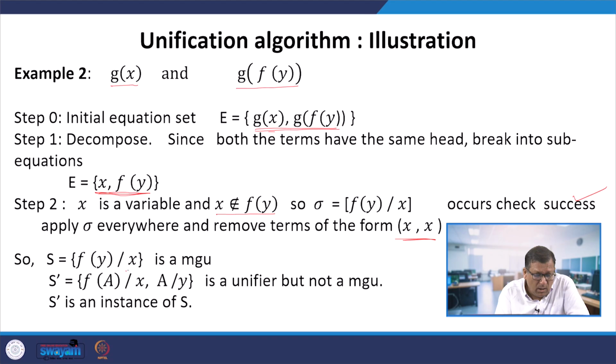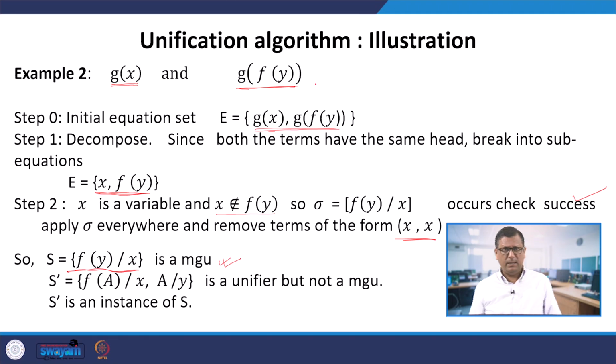So now we have removed it. Now our equation set is empty, so we stop. We find the substitution is x replaced with f(y). If we replace it with f(y), we get g of f(y) here, and here also g of f(y). This is the m.g.u. Note that s prime is another substitution. That is, if we replace x with f(a) and y with a, it will be g of f of a on both sides.